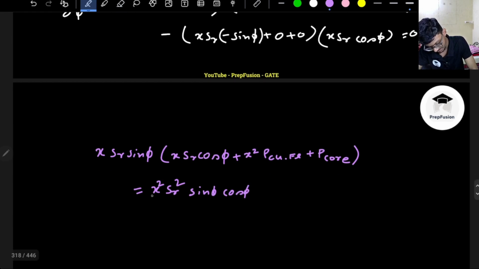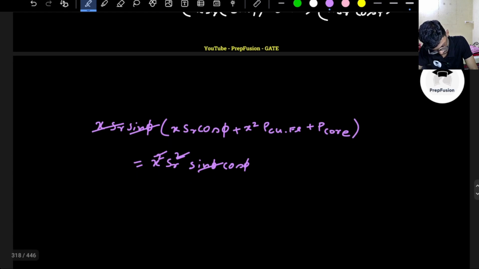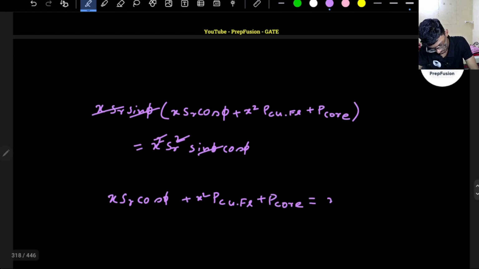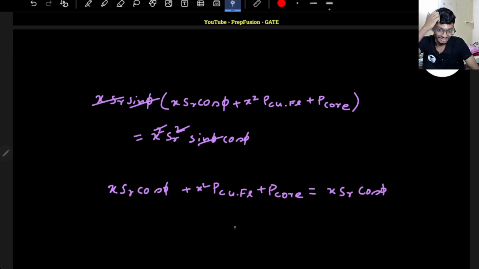Okay, so ultimately x and S_R gets cancelled here, sin phi also gets cancelled, this is cancelled. So my cos phi is varying. So what will be the value of the cos phi? So this will be x S_R cos phi plus x square P_cu,FL plus P core equals to x S_R cos phi. So this also gets cancelled out. So this becomes actually independent of phi. Okay, am I right here? Am I doing any mistake? That is what I am trying to figure out.